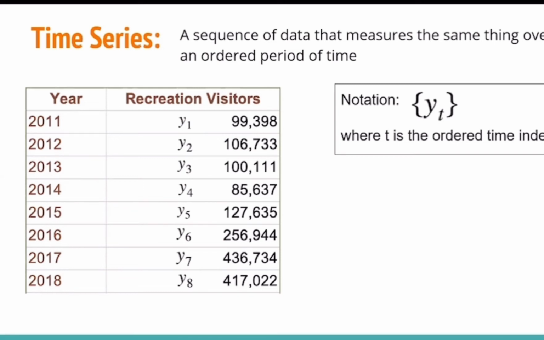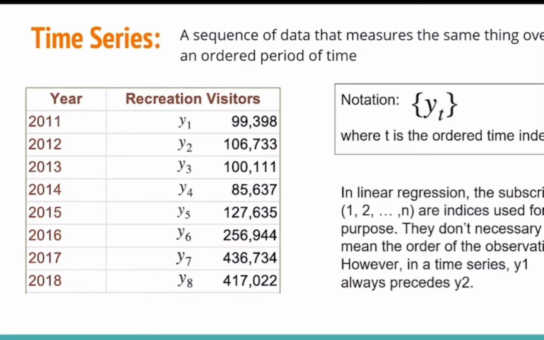Like I said, we're going to have y sub t, and that t is going to be an ordered time index, just like what you're seeing now. The t can be 1, can be 2, and so on. What that implies is that we have a data set collected over time. In linear regression, the subscripts 1 to n are indices used for ID purposes. That doesn't mean the data set is ordered.